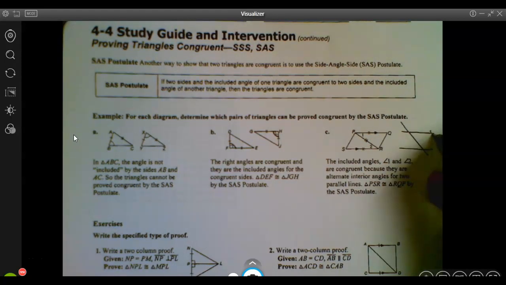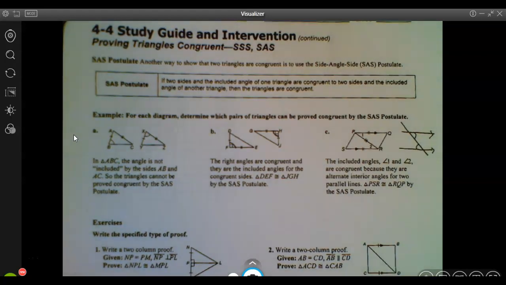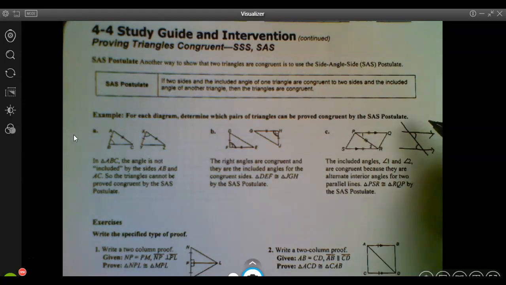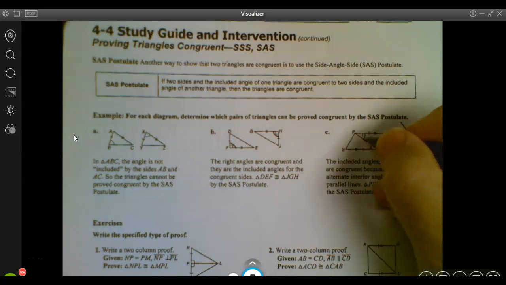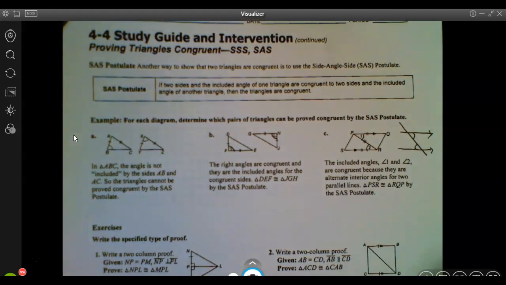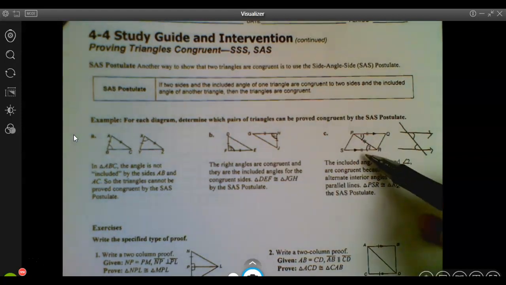If this line is parallel to this line, and you look at angle 1, which is here, and angle 2, which is here, we learned in chapter 3 that those are alternate interior angles, and by the alternate interior angles theorem, since these lines are parallel, those have to be congruent to each other. So if we were doing a proof, we would be able to say that angle 1 is congruent to angle 2 because they're alternate interior angles. And by doing that, I now have side angle side.